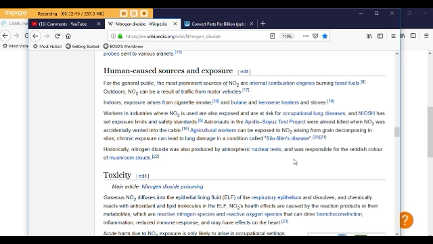Astronauts at the Apollo Soyuz test project were almost killed when NO2 was accidentally vented into the cabin. Agricultural workers can be exposed to NO2 arising from grain decomposing in silos. Chronic exposure can lead to lung damage in a condition called silo filler's disease. Historically, nitrogen dioxide was also produced by atmospheric nuclear tests and was responsible for the reddish color of mushroom clouds. So it's found in a lot of places.